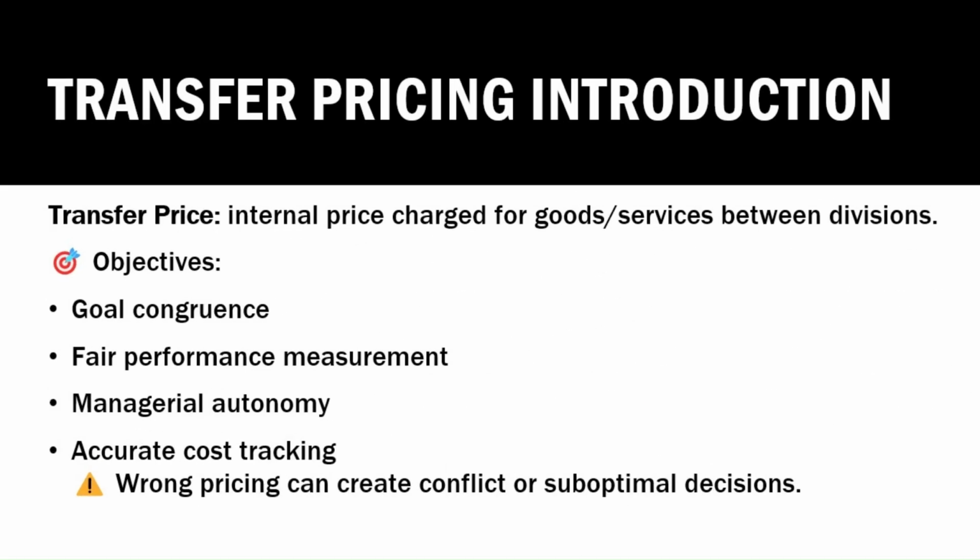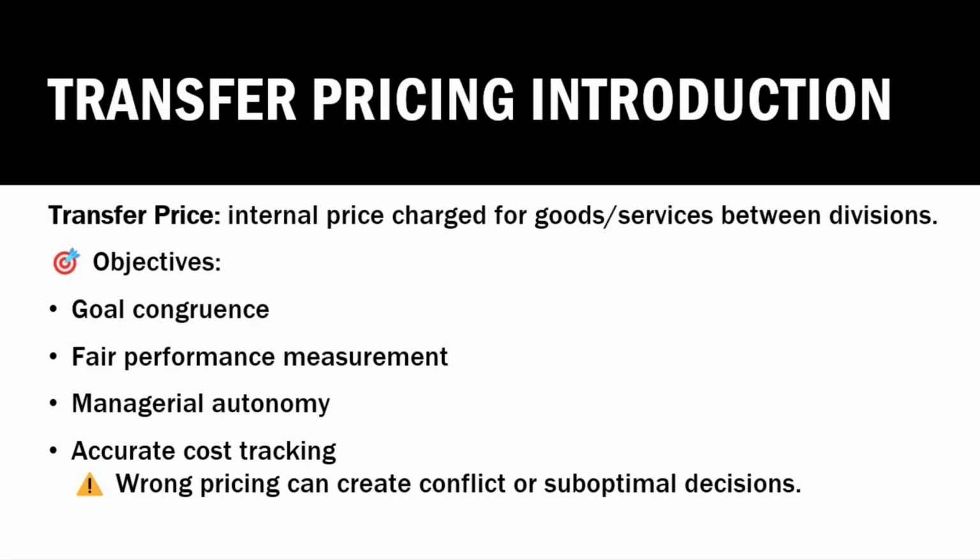Now, let's move to transfer pricing, one of the most exam-tested areas in this chapter. A transfer price is the price charged when one division supplies goods or services to another within the same company. For example, a production division might sell components to a retail division. The purpose is to motivate both divisions while keeping overall company profit maximized.